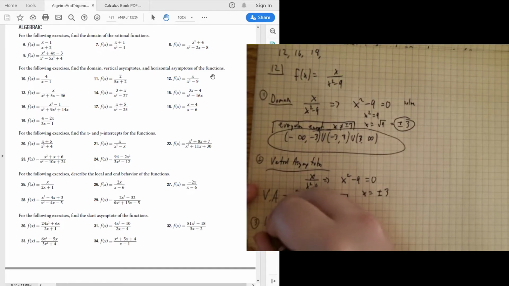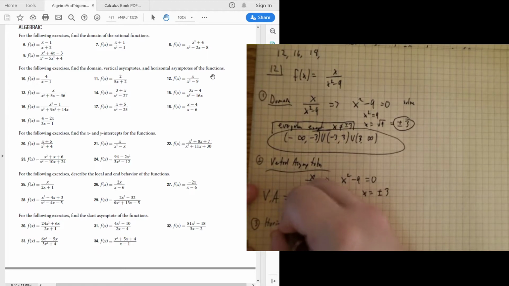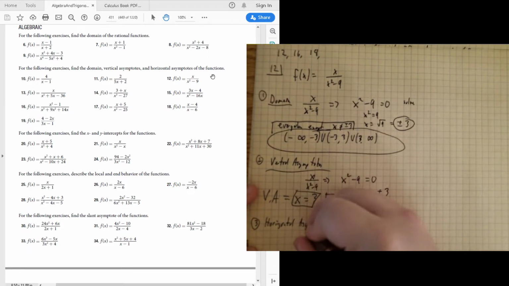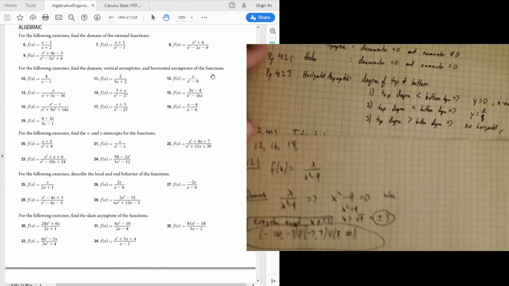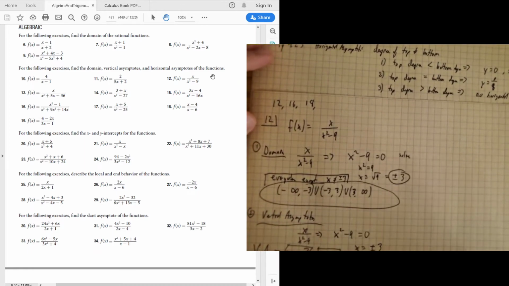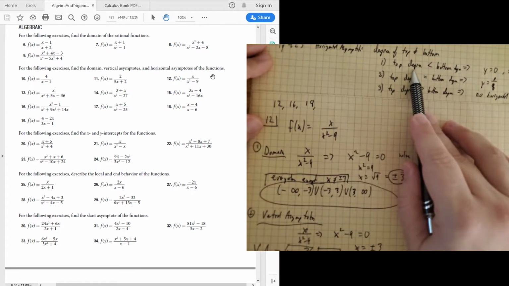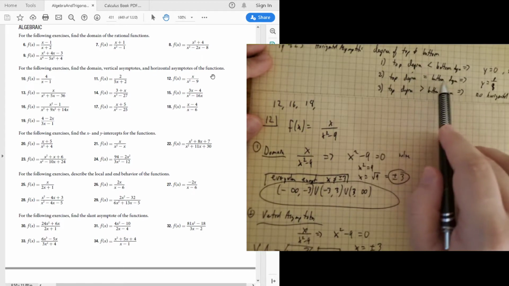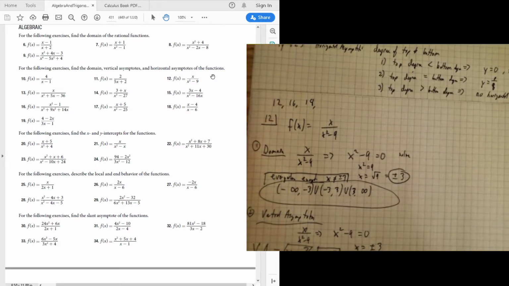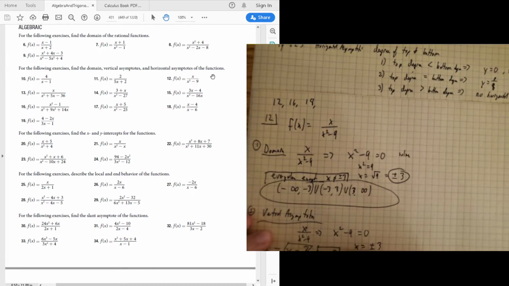Okay, horizontal. Well, I told you when we did the horizontal, there are 3 things to check. These 3 things are based upon the degree of the top and the degree of the bottom. So is the degree of the top bigger, smaller, or equal? Well, let's look at this. We have x over x squared minus 9. In this case, the degree of the top is 1 because the power is a 1.